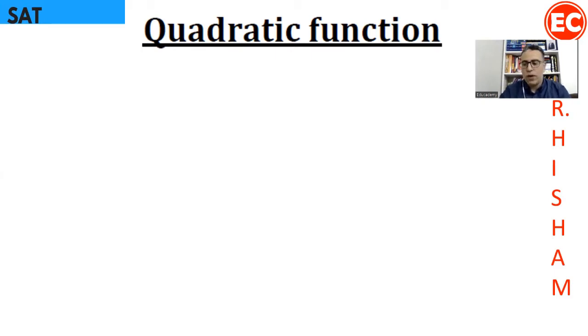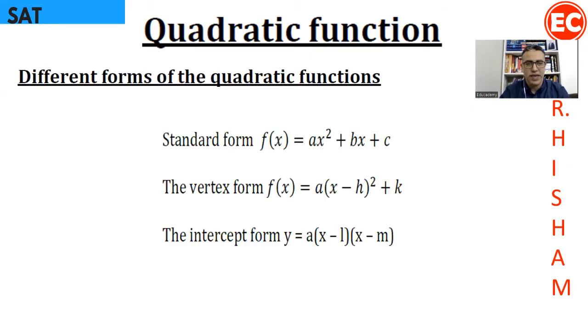Before we go through our lesson, we should know that I have three forms for the quadratic equations or the quadratic functions. The three forms are the standard form, ax squared plus bx plus c, the vertex form, a multiplied by x minus h squared plus k, and the x-intercept form, y is equal a times x minus m, sorry, times x minus n.